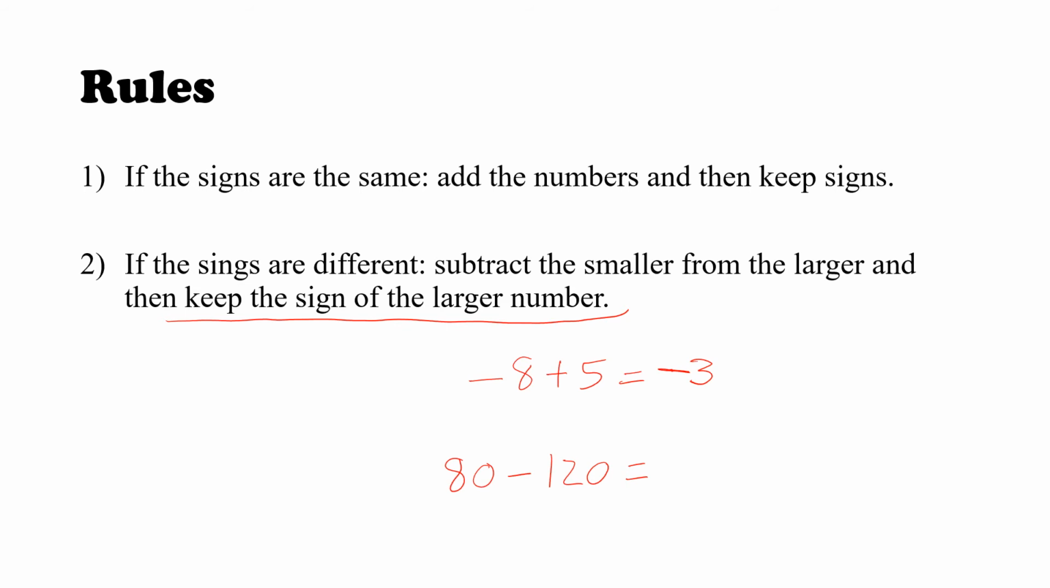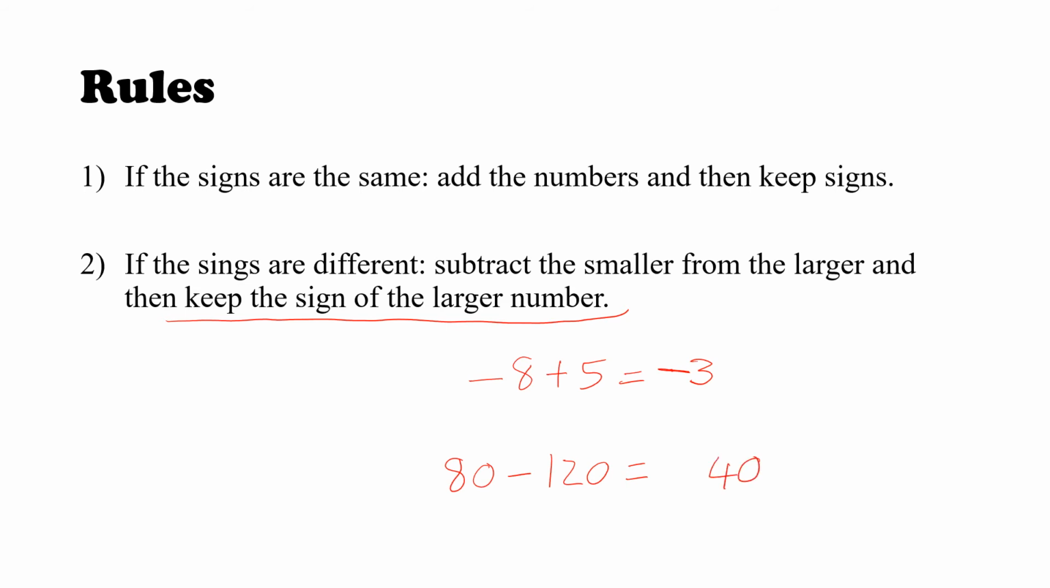But anyways, that's cool. So we have 80 minus 120. The larger number is 120 and the smaller number is 80. And the signs are different. So what the rule says: take away the smaller from the larger. If I do that, I will end up with 40.